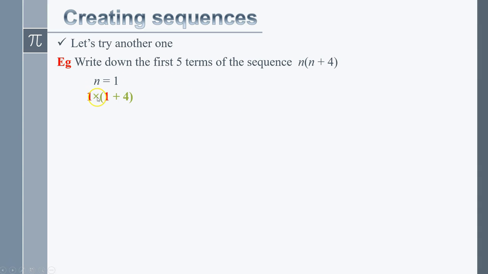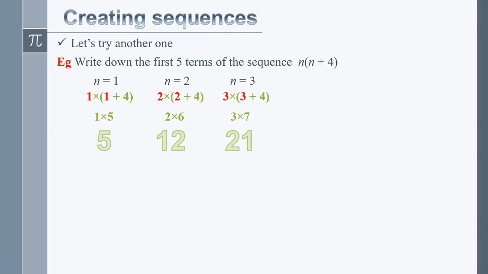So I've got 1 times 1 plus 4, and again a bit of BODMAS says we've got to work out that bit first, so that becomes 1 times 5. So the first number for this sequence is a 5. Now let's make n be worth 2. So we've got 2 times 2 plus 4, 2 times 6, which is 12. N is now worth 3. So 3 times 3 plus 4, so that's 3 times 7, which is 21. And on we go, n is worth 4.